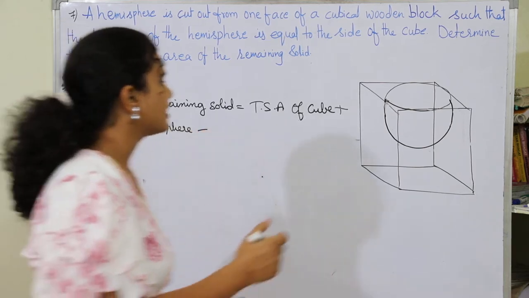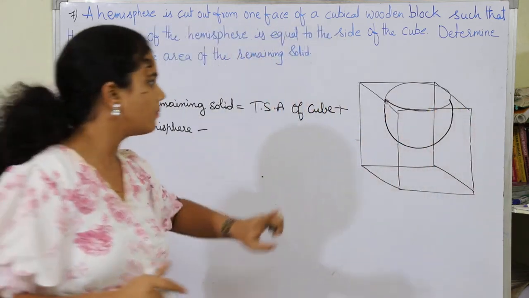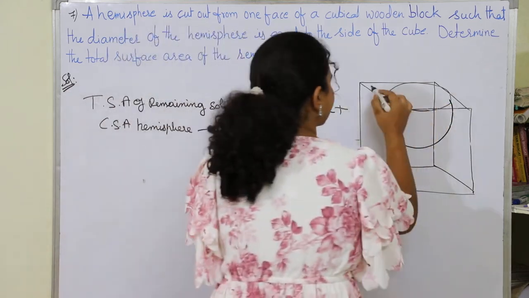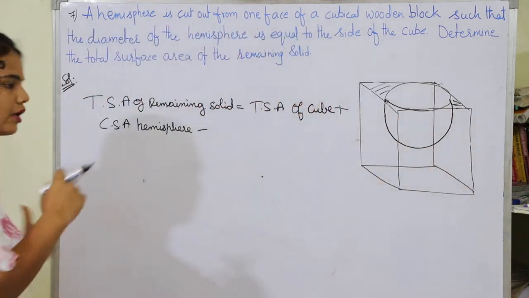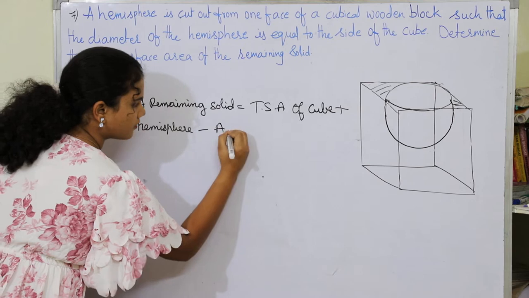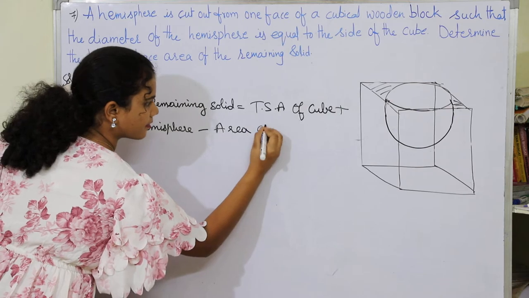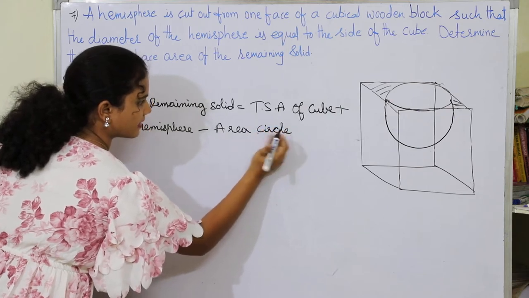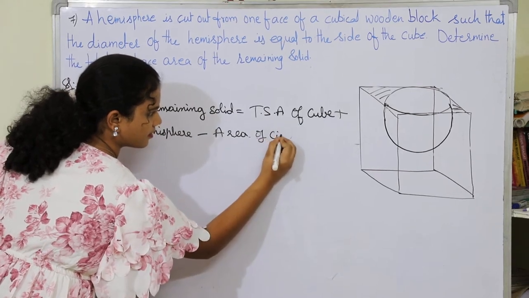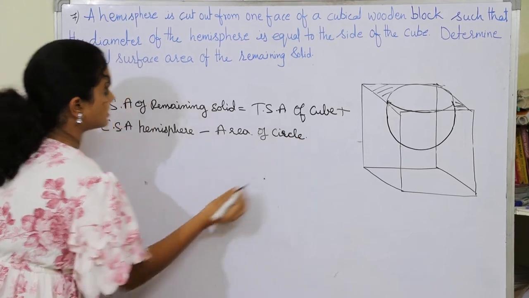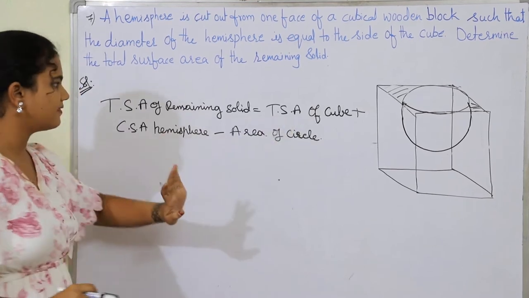I am taking the area of the circle because the base of this hemisphere is in the shape of a circle, right? By taking out this circle, you have a space right here. To find this space, let's use the area of the circle. So this is the formula. Now let's find the values for the given areas.